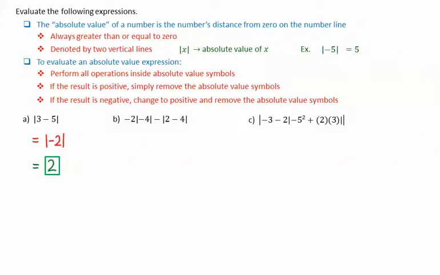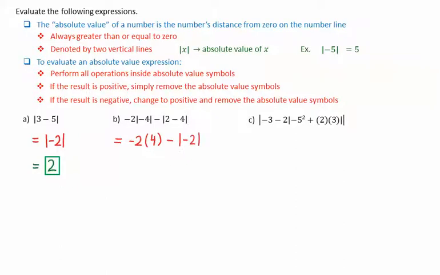For B, here we have two absolute values. We're taking the absolute value of -4. We also have the absolute value of 2 minus 4. First of all, changing the absolute value of -4 to 4, giving us -2 times 4. Then performing the operation inside the second absolute value, 2 minus 4 equals -2.